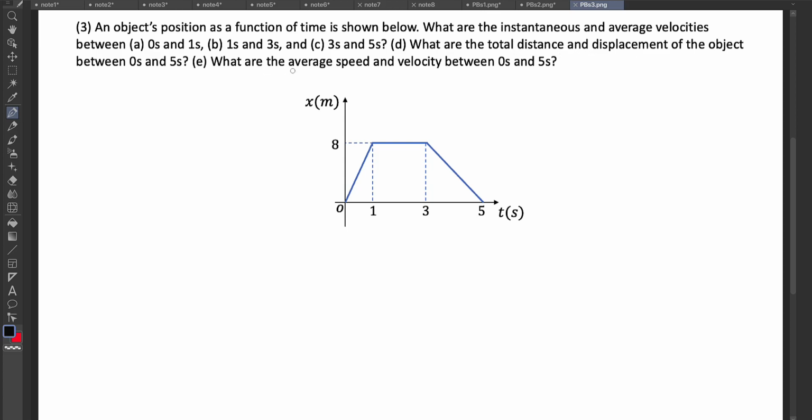Now, question E: what are the average speed and velocity? So again, that's the difference between speed and velocity. Speed is a scalar, and velocity is a vector. We need to take that into account during the calculation.